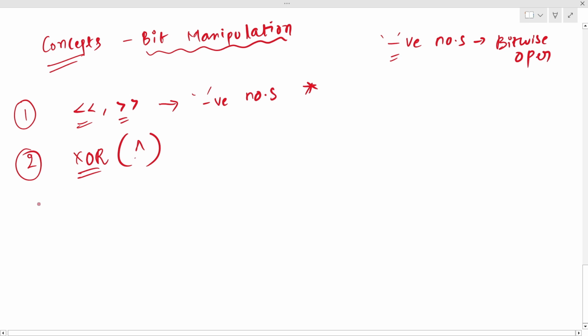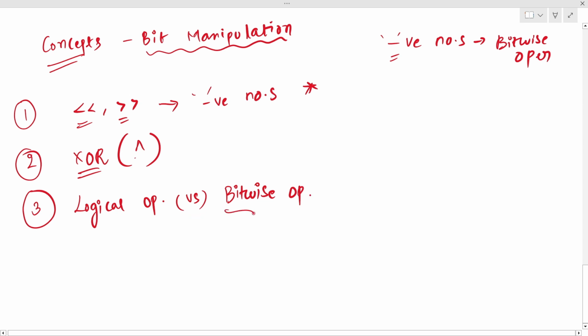Okay, and the third thing is, know the difference between logical operators and bitwise operators. Okay, you know where to apply logical operators and where to apply bitwise operators, right? Bitwise operators you can apply between numbers, right? You can apply them between any two, three, or any number of numbers.